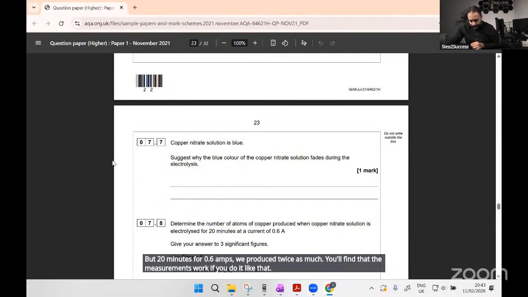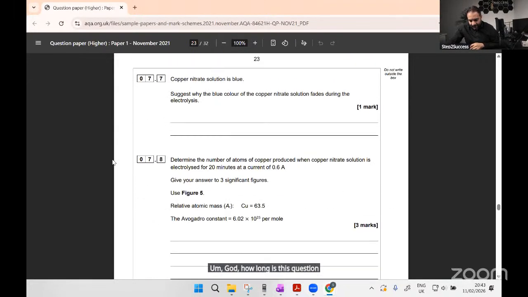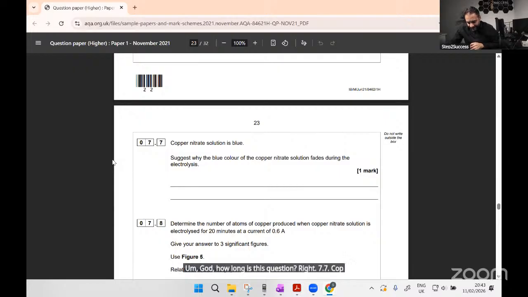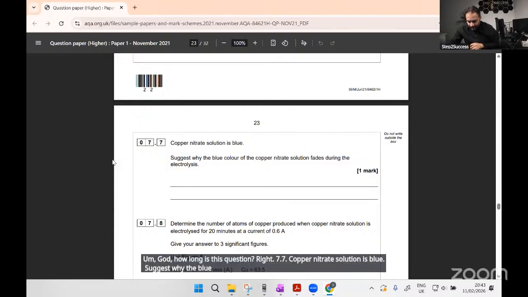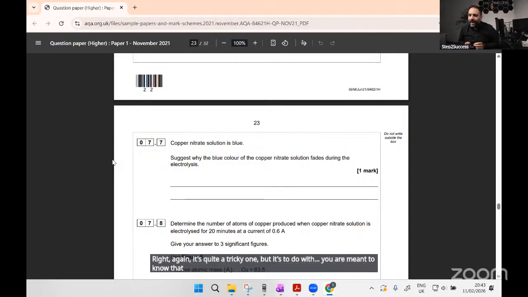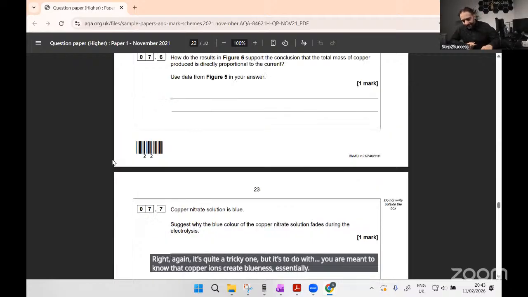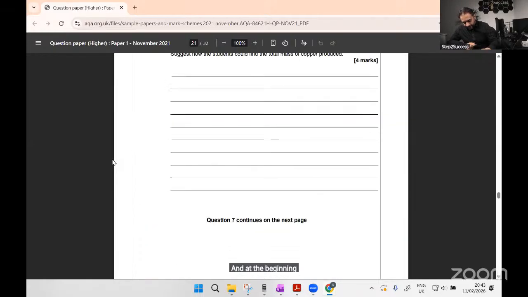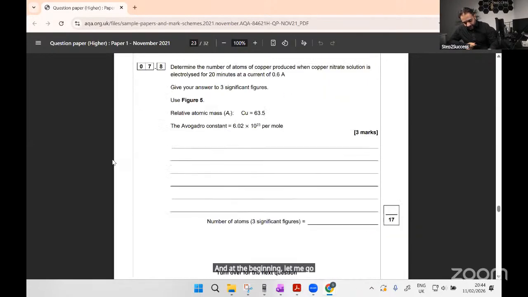God, how long is this question? Right, 7.7. Copper nitrate solution is blue. Suggest why the blue color fades during the electrolysis. Again, it's quite a tricky one, but you are meant to know that copper ions create blueness, essentially. And at the beginning, oh, sorry, let me go back to my beaker.